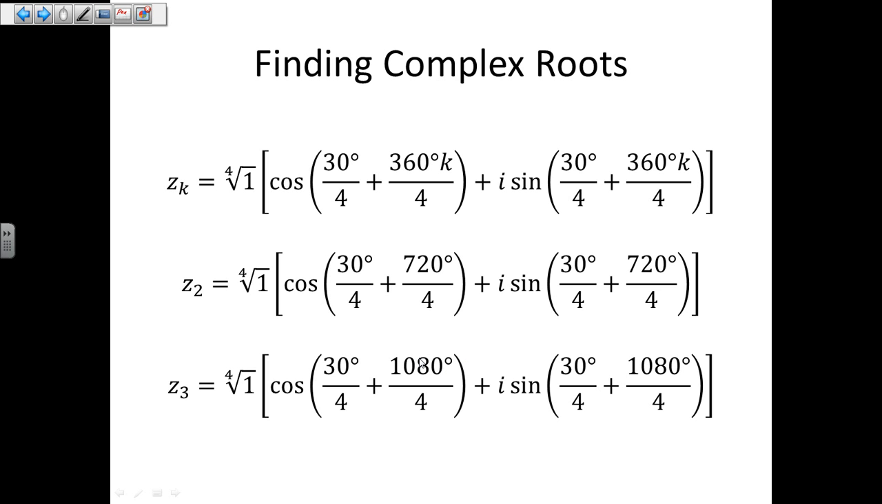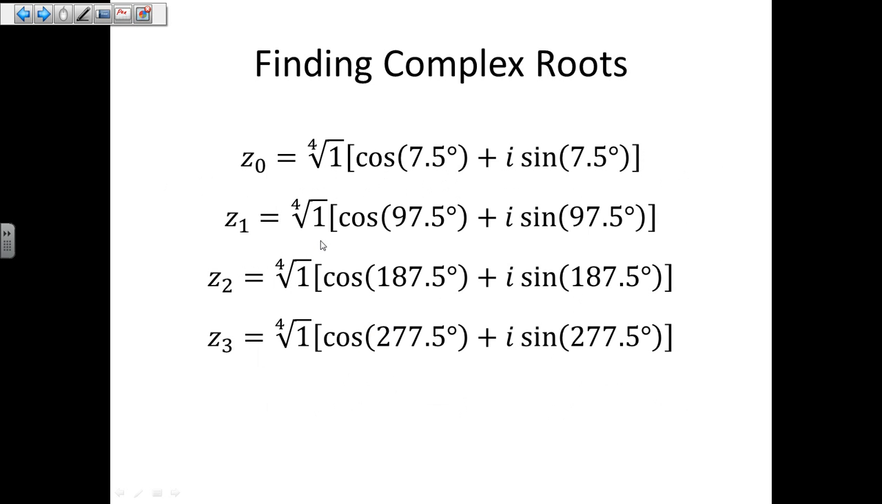Now I should combine my fractions. So I want to combine those fractions, and I end up with z sub 0 is equal to, now this should say the 4th root of 2, not 1. And when I actually reduce my fraction down, my angle for z sub 0 is 7.5. z sub 1, I get 97.5. z sub 2, 187.5. And z sub 3, 277.5. So 4 different numbers when I take the 4th root of that complex number.